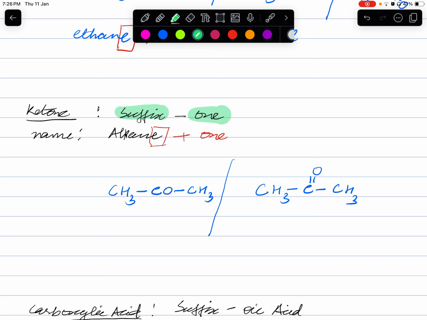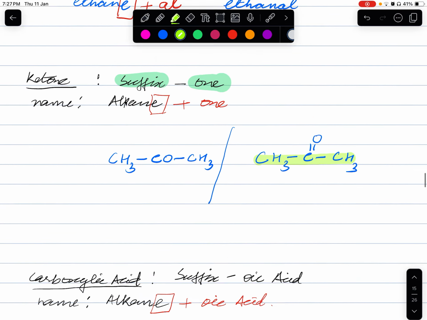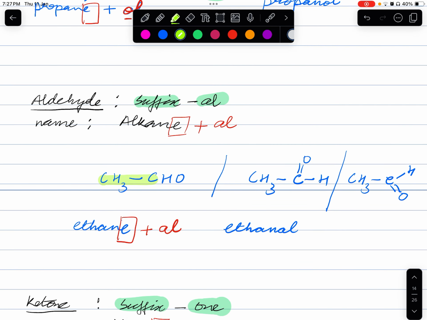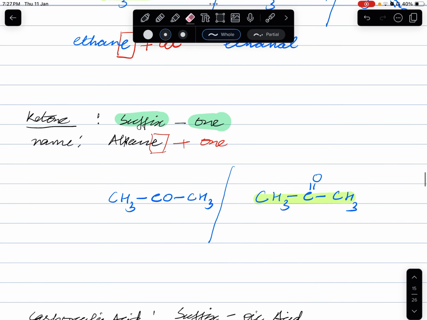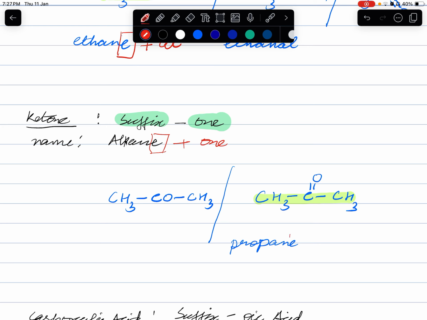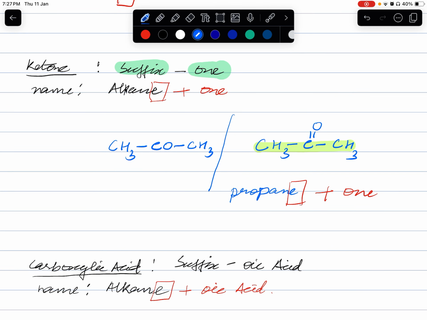Fine. In this case, the chain will be considered as, that is, the total number of carbon atoms will be 3. That is, the carbon of the functional group will be included, as we have included the carbon of the functional group in this case. So how many carbon atoms do we have here? We have 3 carbon atoms. So for 3 carbon atoms, we write propane. And then E of propane will be removed and we add one. Okay. So the name of the compound is propanone.